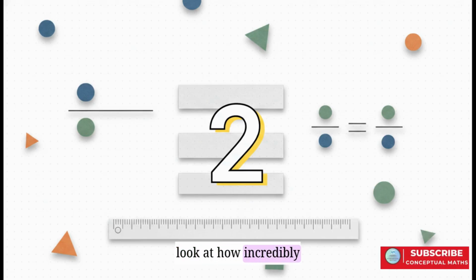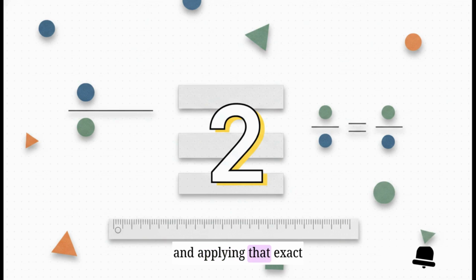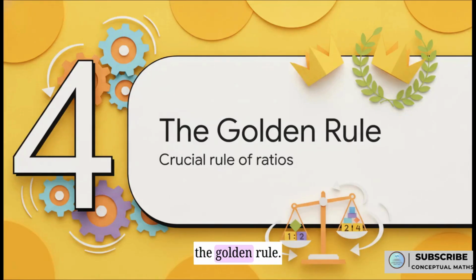I mean, look at how incredibly easy it is when you know the trick, right? It's just a simple matter of matching up the sides, finding the operation, and applying that exact same math to the missing side. Which brings us to section 4, the golden rule.